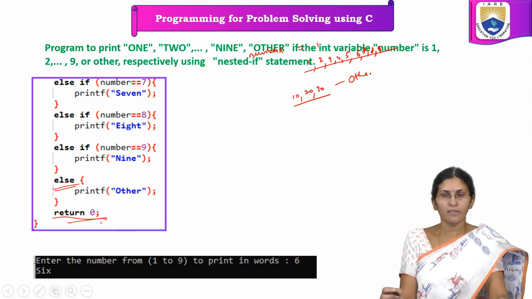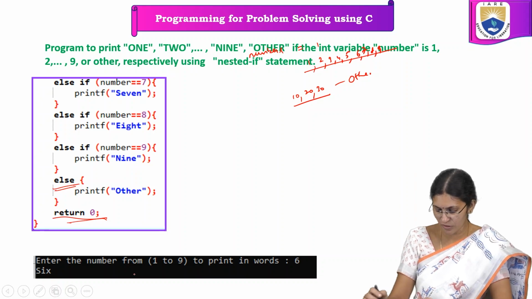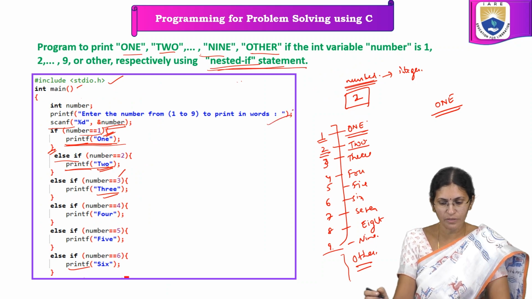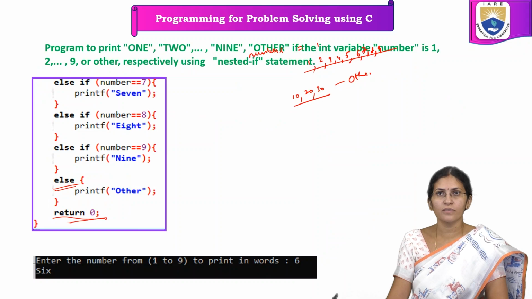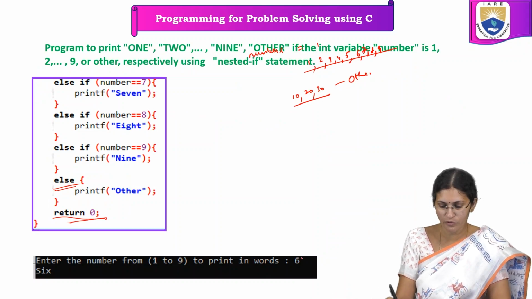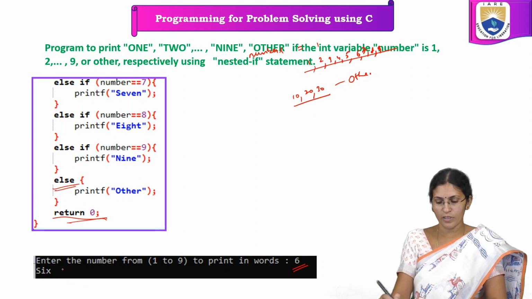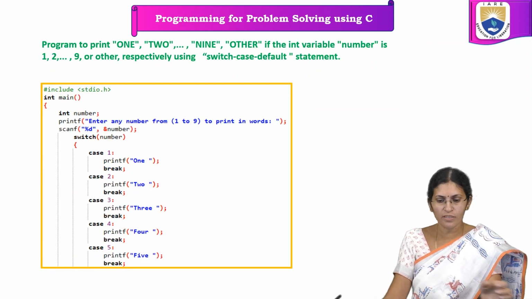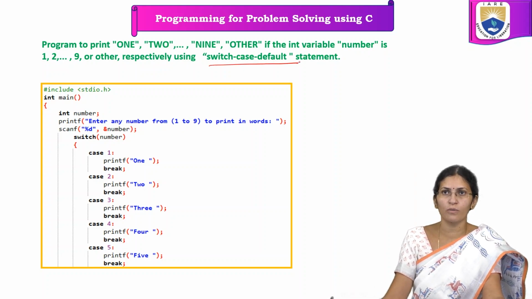If we run this program, the first line which will be executed is this printf statement: Enter the number from 1 to 9 to print in words. The output will be, suppose we enter the number 6, we get the output as 6, the corresponding digit printed in words. So this is how we can use if, else if and else statements. Now the next one: the same program we can write with the help of switch case and default statement also.